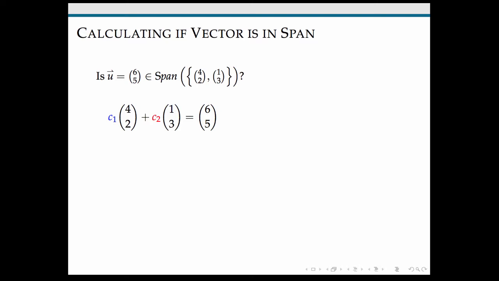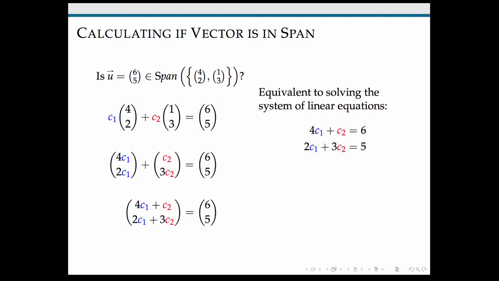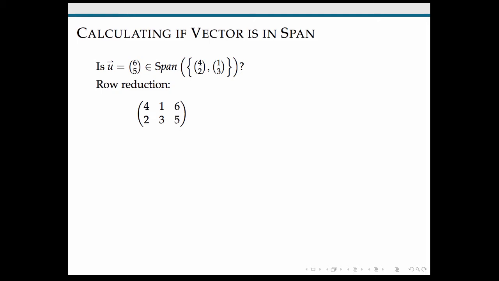So for something to be a linear combination, we need to find some C1 and C2 so that the scalar multiple of C1 times (4, 2) and the scalar multiple of C2 times (1, 3) add up to (6, 5). What we'll do is use the definition of scalar multiplication and move those C1s and C2s into our vectors, and then use the definition of sum to rewrite this as an equivalent system of linear equations. And you might notice, solving these systems of linear equations is exactly equivalent to row-reducing matrices as we did in a previous lesson. So we've now converted the question of whether or not the vector (6, 5) is in the span of (4, 2) and (1, 3) into a question of, can I row-reduce this matrix and find a solution? So let's go through our row reduction just as a quick reminder.